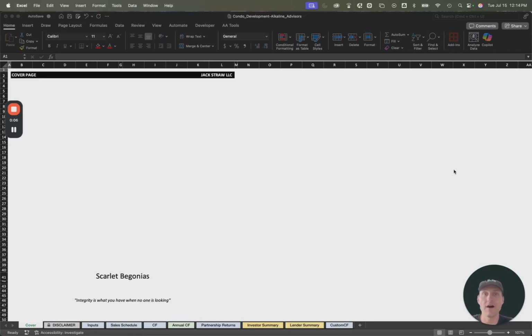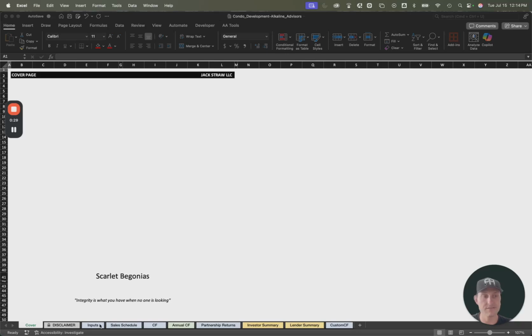I run Alkaline Advisors, and today we will be reviewing our premium condo development financial model template. To start, I'll give a brief overview of how our models work, and then we'll spend the rest of the time diving into the nitty-gritty of this specific template.